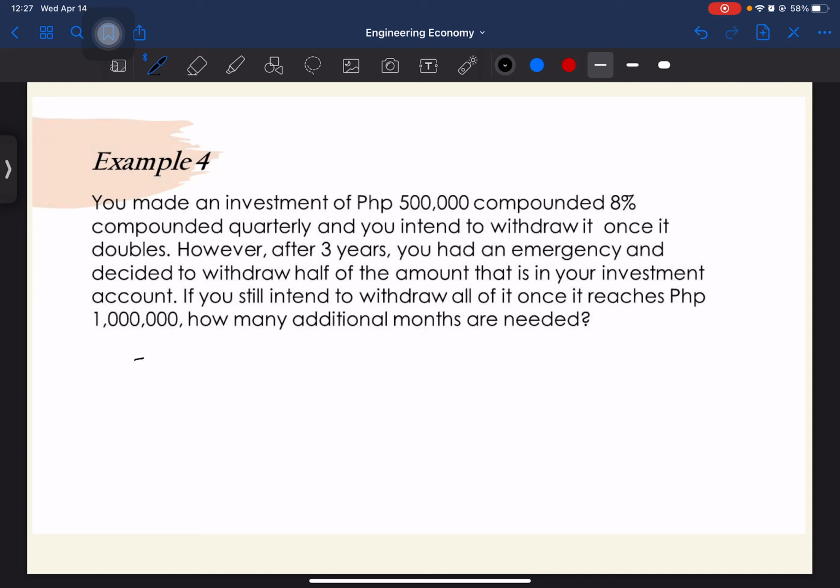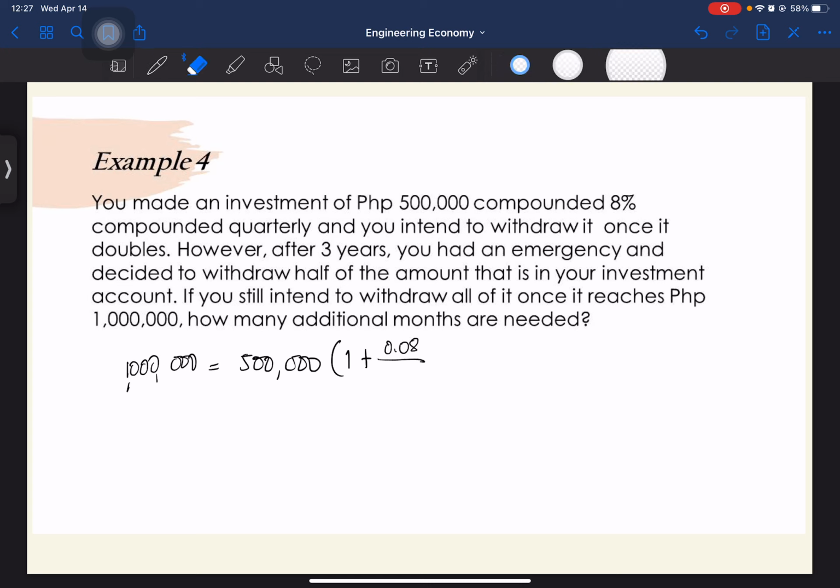1 million, ang gagawin nating formula is 1 million yung future worth, tapos yung kanyang present worth is 500,000. 1 plus 0.08, sabi compounded quarterly, 8% compounded quarterly, so that means every quarter 2%. Okay? So, 1.02. Tapos, ano yung compounding periods? Ang compounding periods ay quarterly.